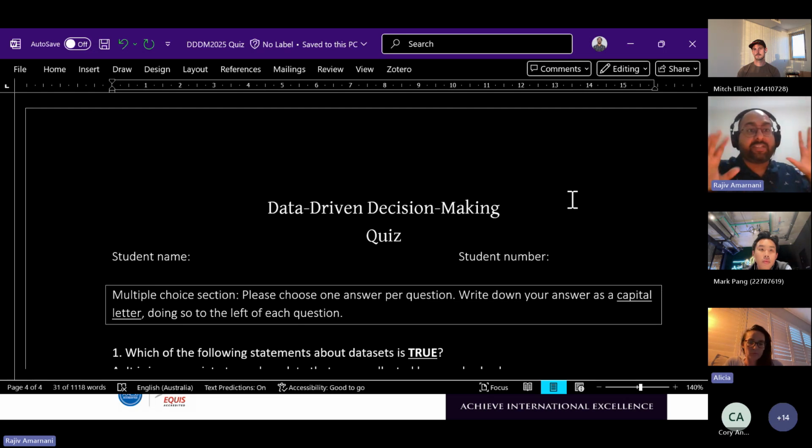The final exam is going to have similar structure with multiple choice and short answer, but the proportions are flipped. So the final exam will be 20% multiple choice, 80% short answer.